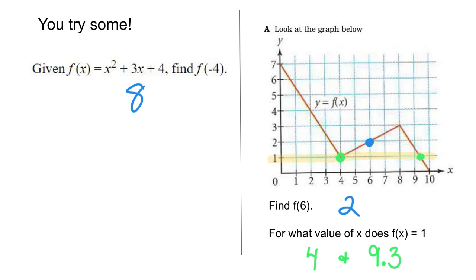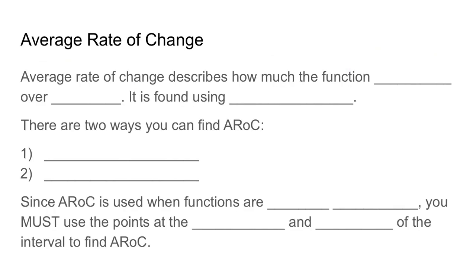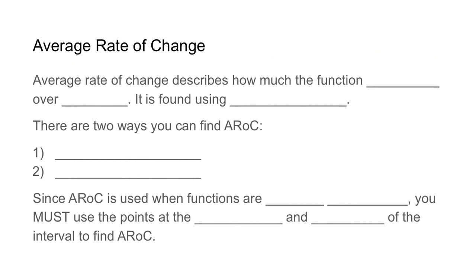All right, and that's all there is to evaluating functions. So now we're going to look at calculating average rate of change. So average rate of change is pretty simple. The average rate of change really is the same thing as calculating rate of change for a linear function. It just tells us how much the function increases or decreases over time. So just like we do in a linear function, we find average rate of change using slope.